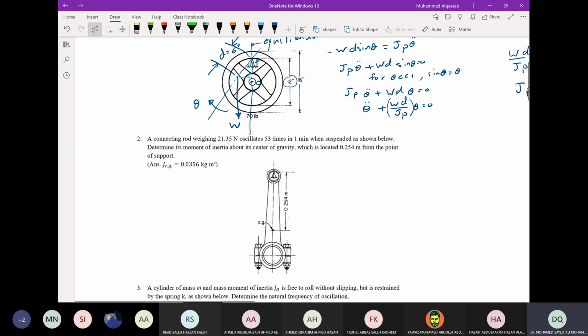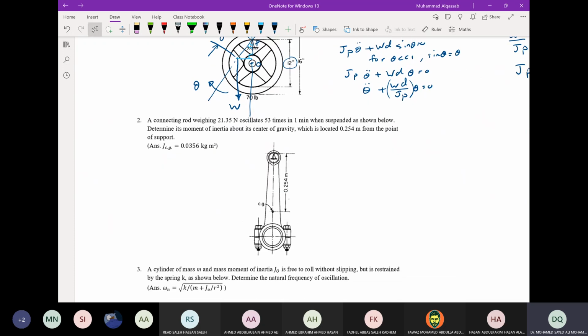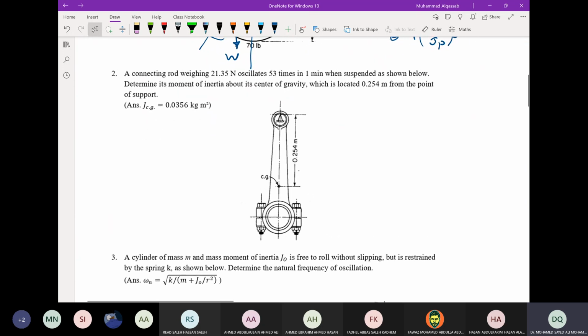Question number 2 is similar. We have just a connecting rod, instead of the wheel, and it is supported at the connecting rod will be joining bearings here with smaller diameter and then a bigger diameter.